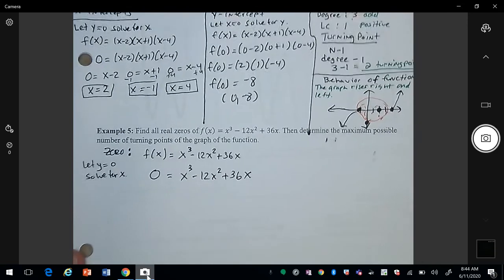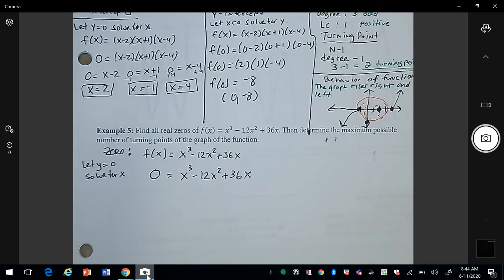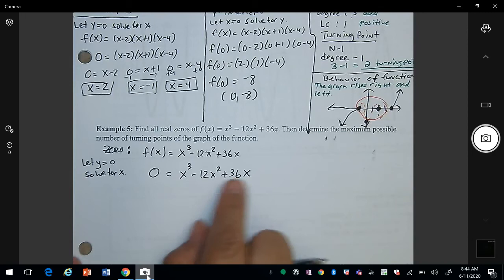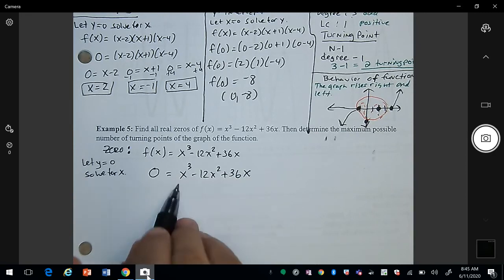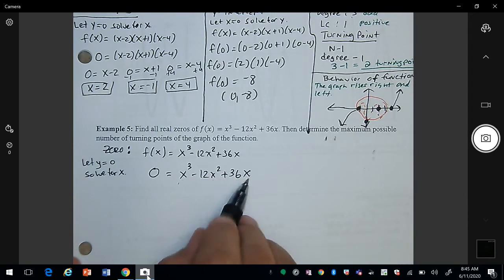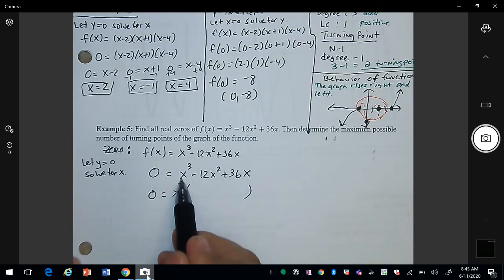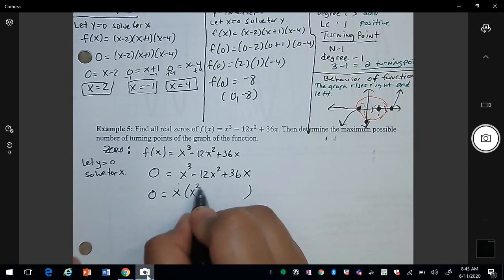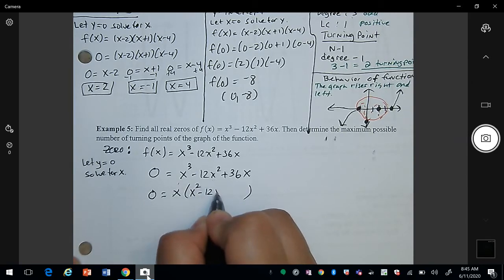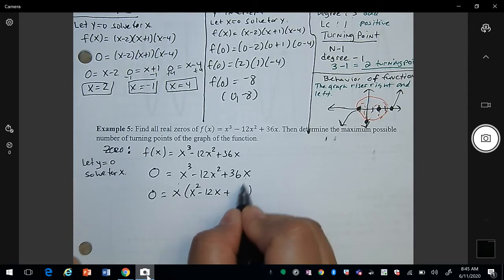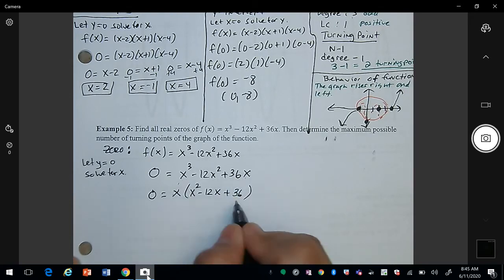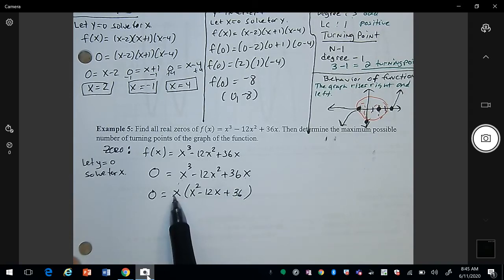So here, in order to solve this, we need to try to factor this. We always check if there's anything in common to all three terms. This has x cubed, x squared, and an x, so I can actually factor out an x. If I take an x out of here, I'm left with x squared. If I take an x out of here, I'm left with -12x. And if I factor this x out, I'm left with 36. So if we multiply x times x squared, x times -12x, x times 36, we get this polynomial.